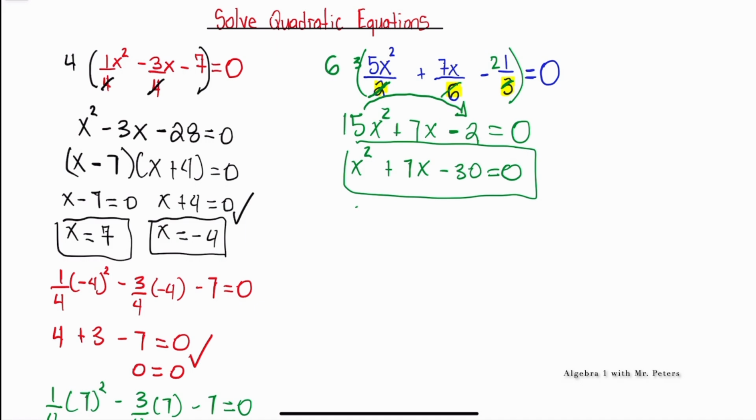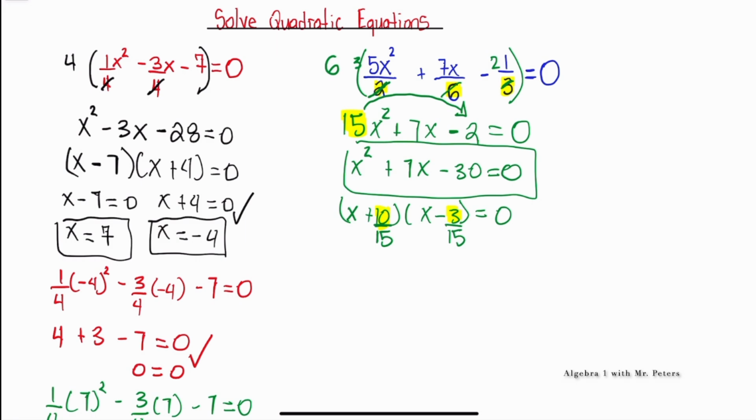So what we're going to have is x plus 10 times x minus 3 is equal to 0. But now the biggest part here is understanding that we multiplied by 15. So now we have to come back and divide both of our factors by that same number we multiplied, which is 15. So right here, what we want to do is reduce the fraction to lowest terms.